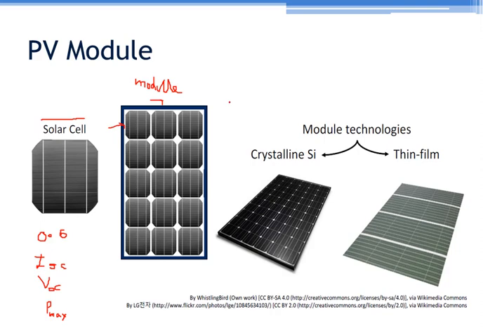Now there are two technologies which are used. First one is crystalline silicon and second is thin film. Both technologies have their own advantages and disadvantages. That is not part of this lecture discussion. We will talk about the various technologies which are used in more detail in upcoming sessions.